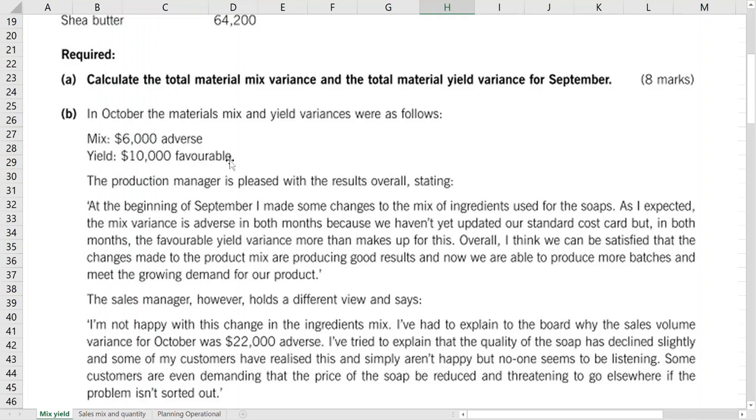If the output is more, if yield is favorable, it means you are producing more output with less input. So that means if you had any limitation of production, now you are producing more units.